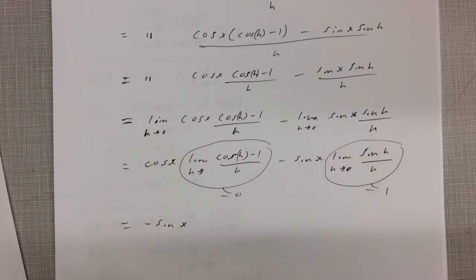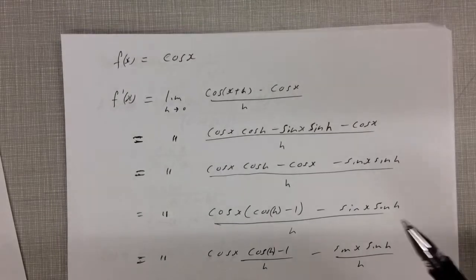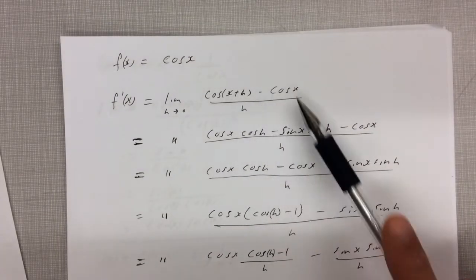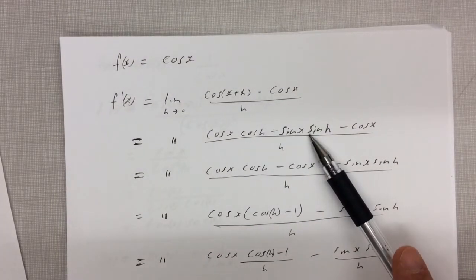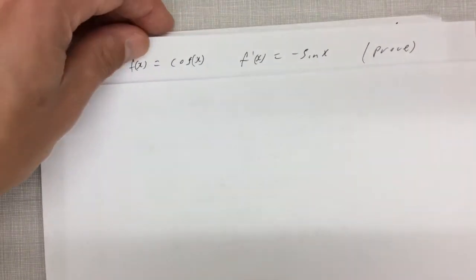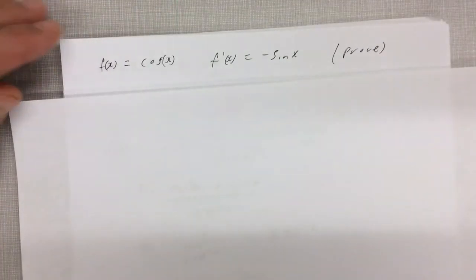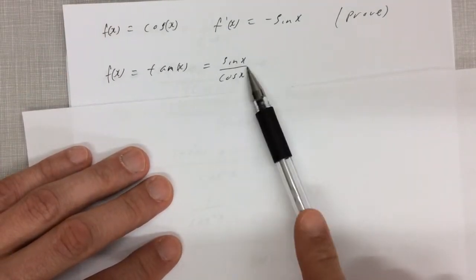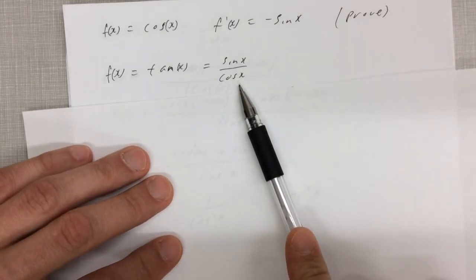And the derivative is negative sine. It also uses a compound angle formula for cos of x plus h, which is this one here. So if we've got the derivative for sine x is cos x and the derivative of cos x is negative sine x, then now we should be able to figure out the derivative of tan x without the limit definition, because tan x is sine x over cos x.